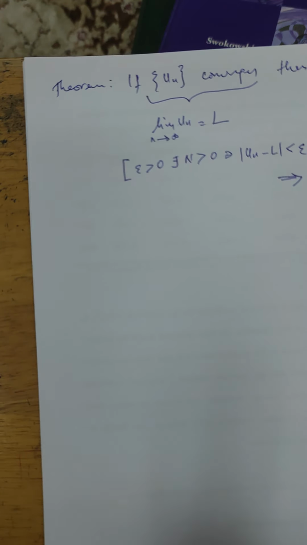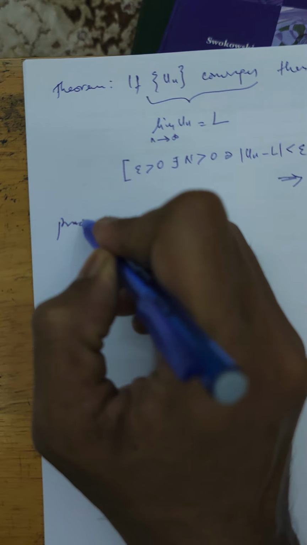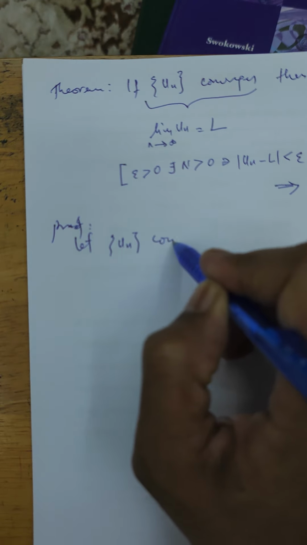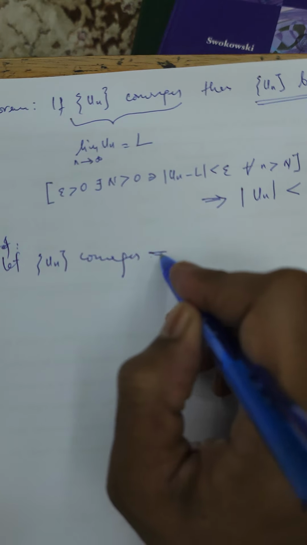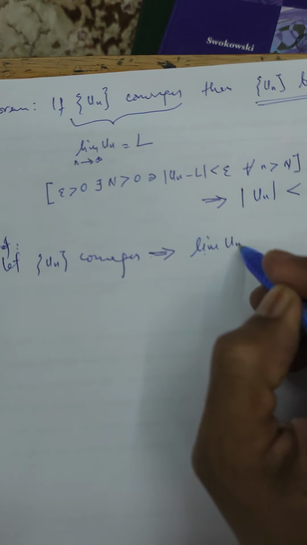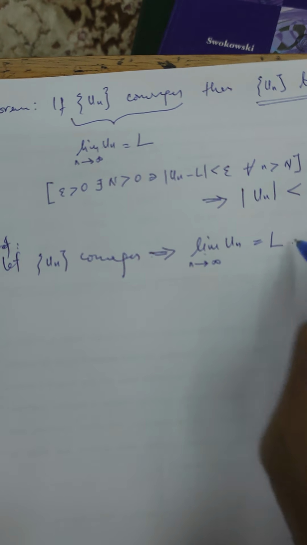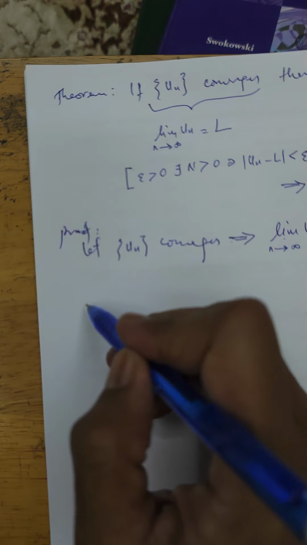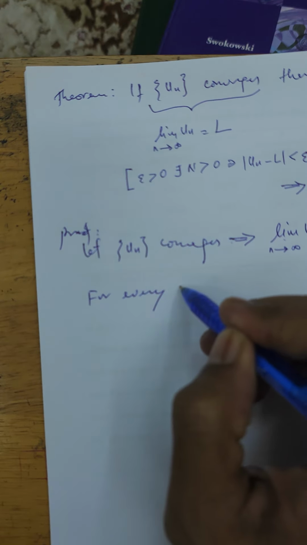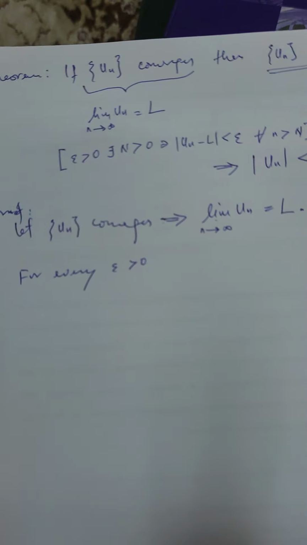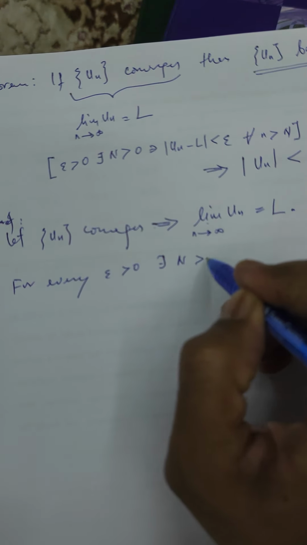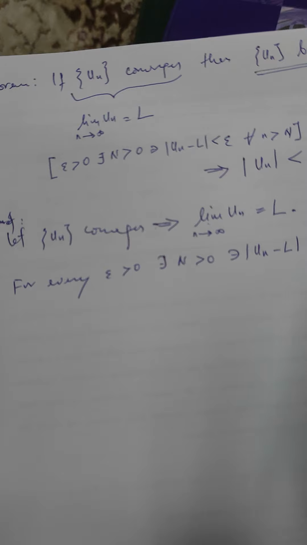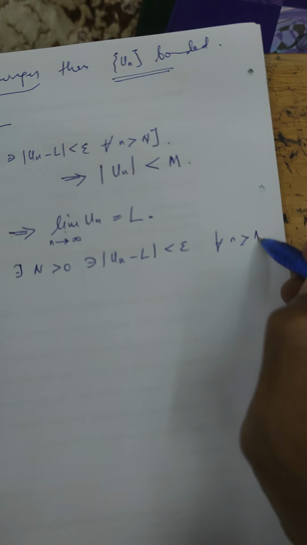Okay, now we prove it. Let the sequence converge, which means the limit of un, as n goes to infinity, is L. Then for every epsilon positive, there exists N positive such that |un minus L| is less than epsilon for all n greater than N.